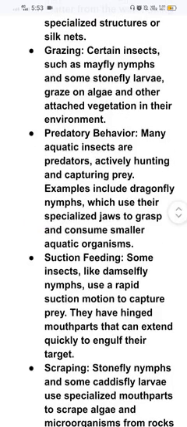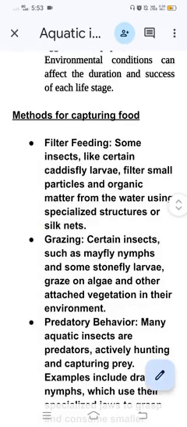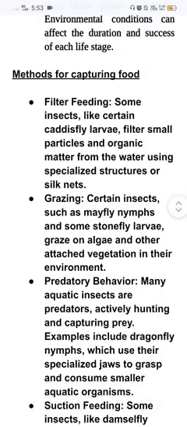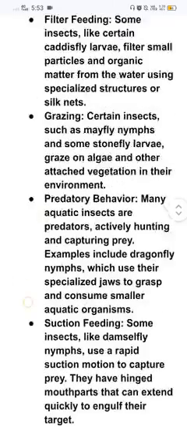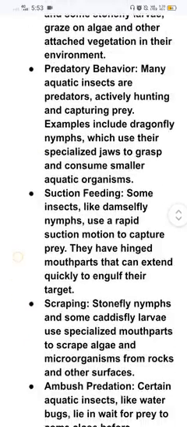Then predatory behavior, I must have. Many aquatic insects are predators actively hunting and capturing prey. Examples include dragonfly nymphs, which use their specialized jaws to grasp and consume smaller aquatic organisms. That is another mechanism. All these are food capturing methods. Later, we'll be learning some adaptations of these aquatic insects for capturing food. So, this is about methods, different strategies they use for capturing food. Filter feeding is one mechanism, grazing is one mechanism, predatory behavior is another one.